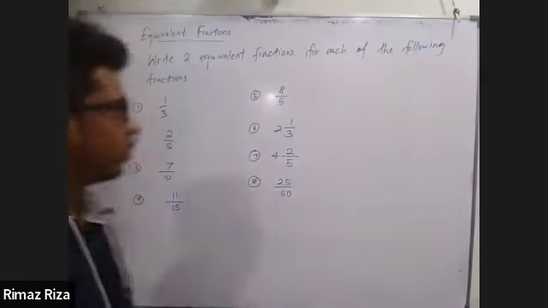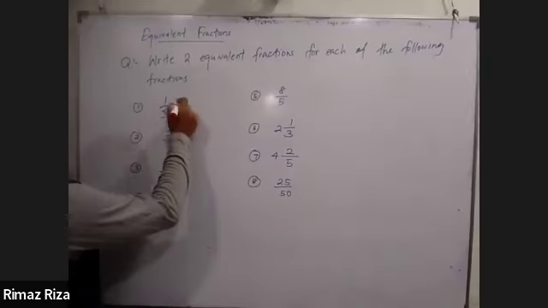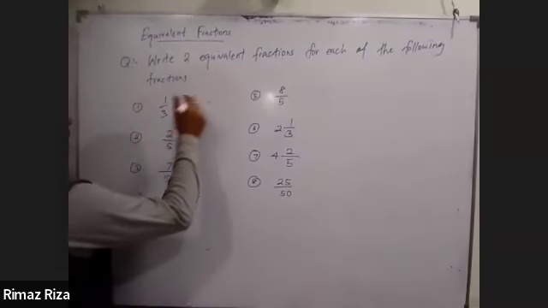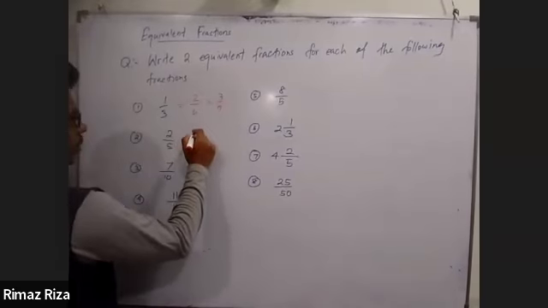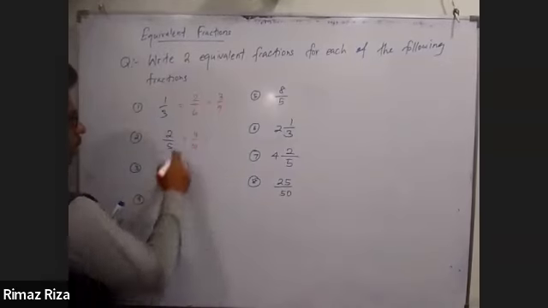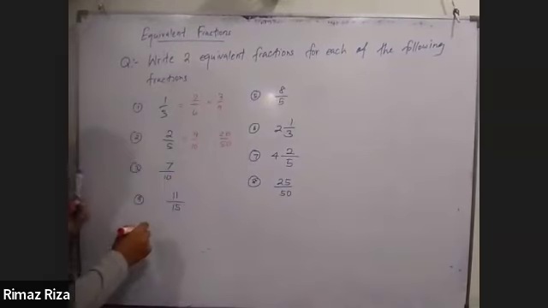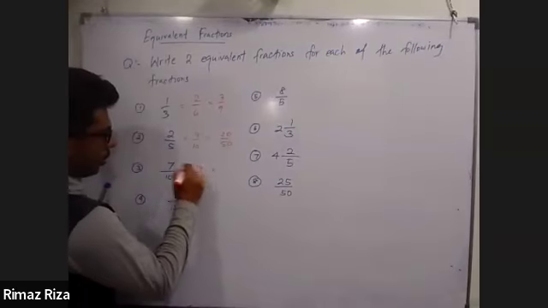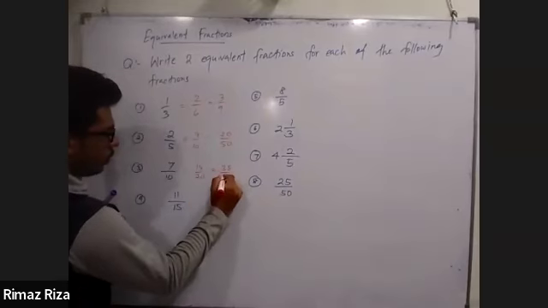So yeah, I'll do this. 1/3. We can multiply both by 2, so 2/6. Multiply by 3, 3/9. Multiply by 2, 4/10. Or I can multiply by 10, 20/50. This I can multiply by 2, 14/20. Multiply by 5, 35/50.